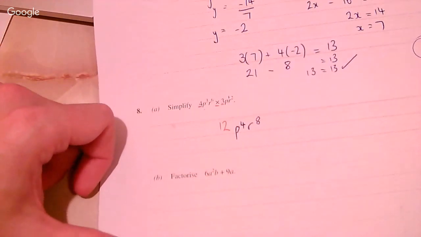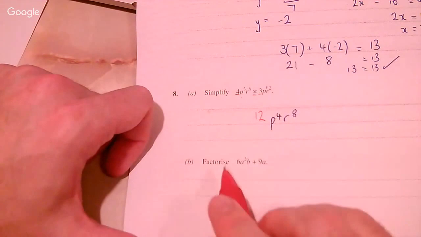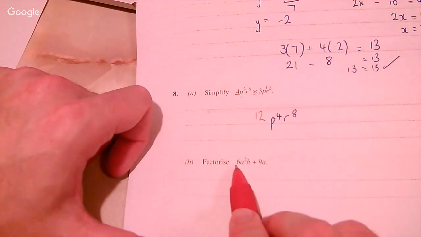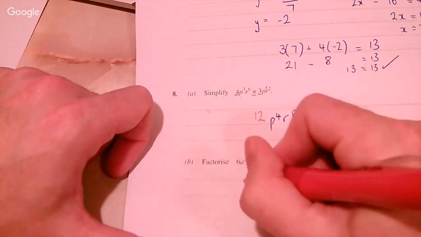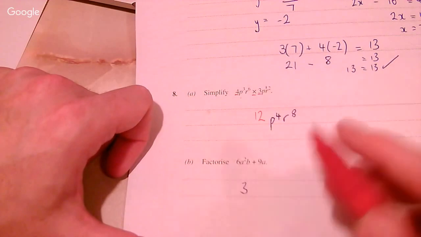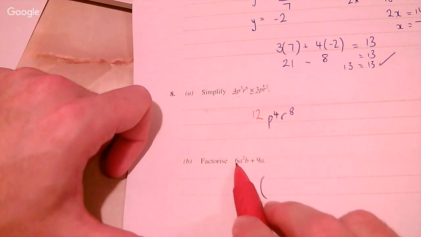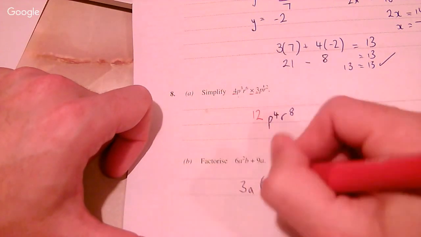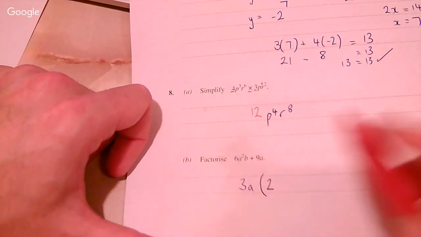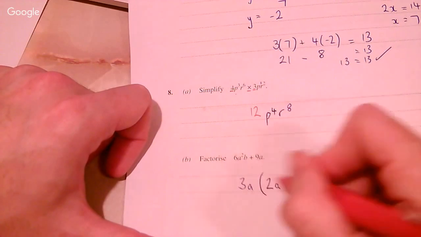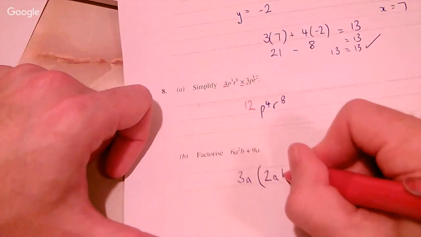Okay, factorize means put into brackets. So I'm looking for a number or a letter or both that go into them. So we've got 6 and 9, so quite clearly 3. And then a squared and an a, so that needs to come out. So basically now I'm dividing this by 3a. So how many 3's going into 6? 2. How many a's going into a squared? A times a would make a squared, and then I've still got a b left there.